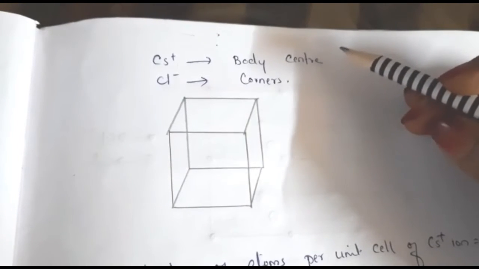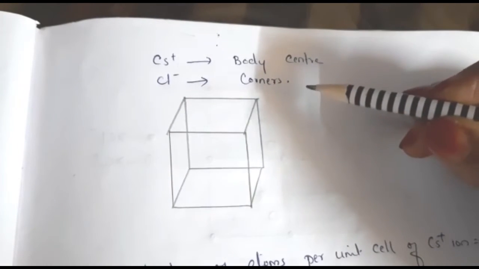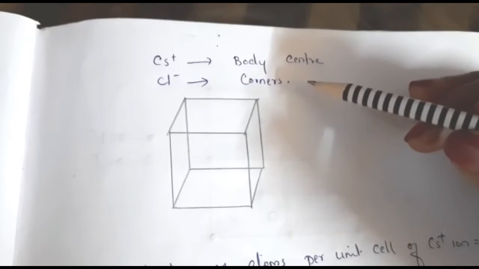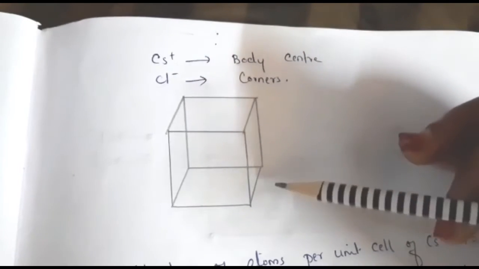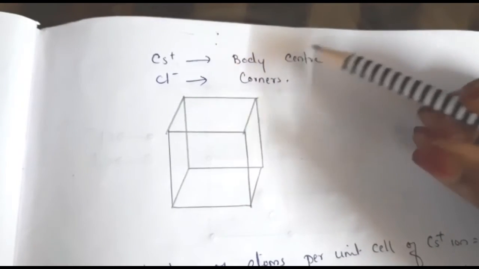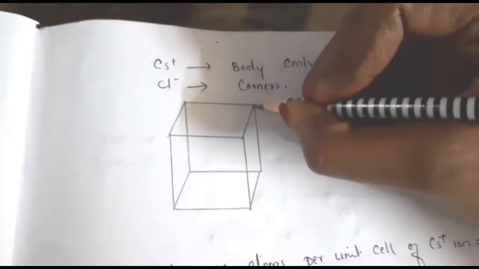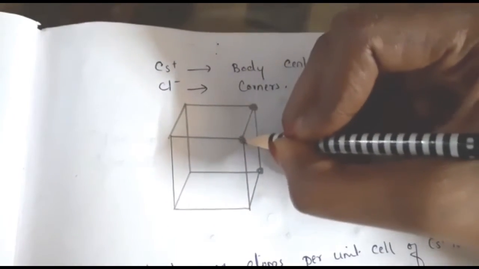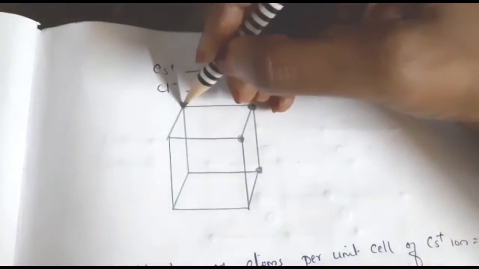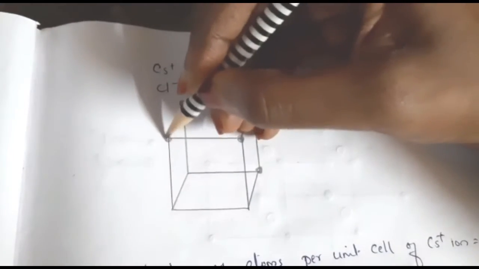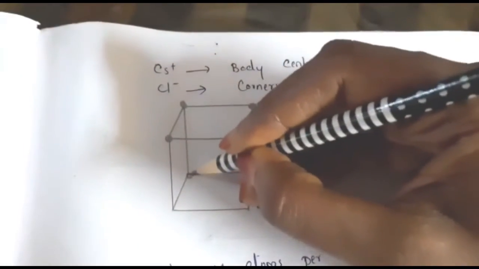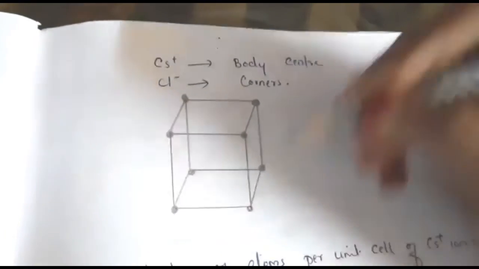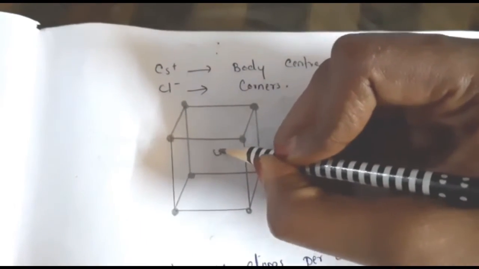In the structure of cesium chloride, chloride ions occupy all the corners, because chloride ions is having simple cubic structure. That means it will be in the corners, and the cesium ion occupy in the body center. So we will draw here. Chloride ions occupy all the corners. So for a cube, 8 corners are there. So chloride ions will be in all the corners. So total 8 corners are there. So chloride ions all the corners, and the cesium ion occupy in the body center.